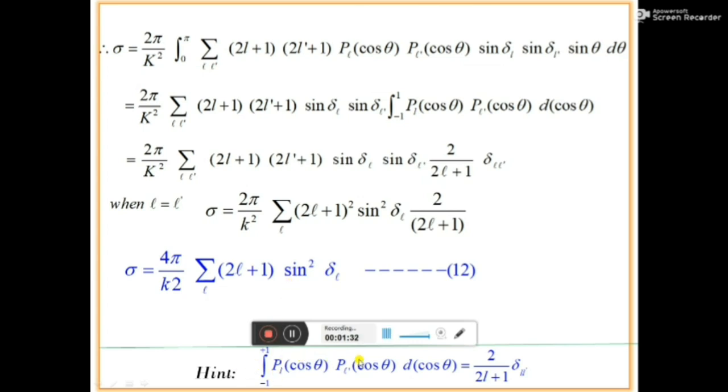Then from the orthogonality theorem of Legendre polynomials, the value of the integral is equal to 2 divided by 2L plus 1 into delta L L dash. Therefore this integral is equal to 2 divided by 2L plus 1, delta L L dash. Now when L is equal to L dash, sigma is equal to 2 pi by k square, summation over L, 2L plus 1 the whole square, sin squared del L, 2 divided by 2L plus 1, because when L is equal to L dash, delta L L dash is equal to 1. This is the expression for total scattering cross section, equal to 4 pi by k square, summation over L, 2L plus 1, sin square del L.